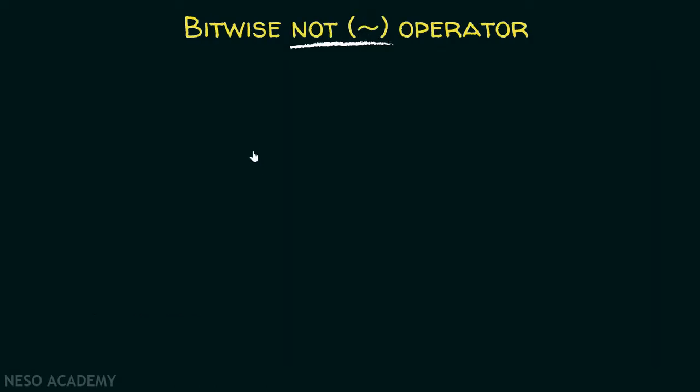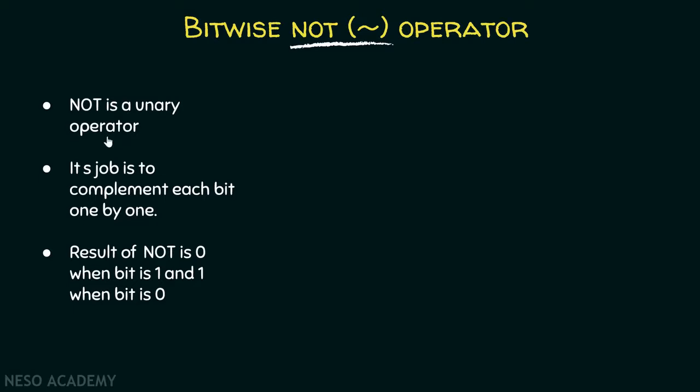Okay? Now let's try to understand the concept of bitwise NOT operator. NOT is a unary operator. That means it requires just one operand. Its job is to complement each bit one by one. As it takes only one operand, its job is to complement each bit of that number one by one. Result of NOT is 0 when bit is 1 and 1 when bit is 0. Simple. Complement means that 1 becomes 0 and 0 becomes 1.